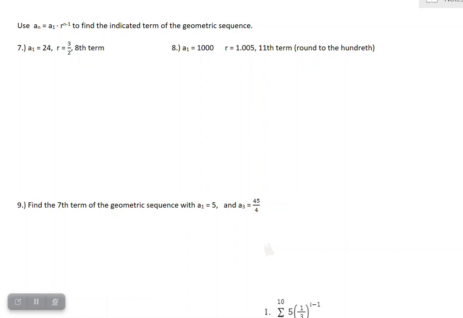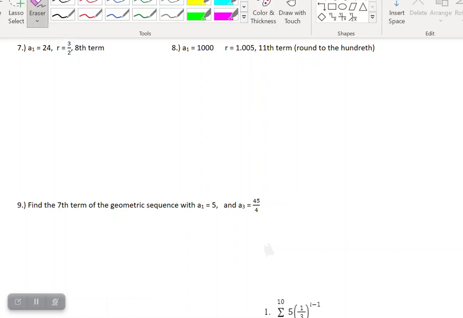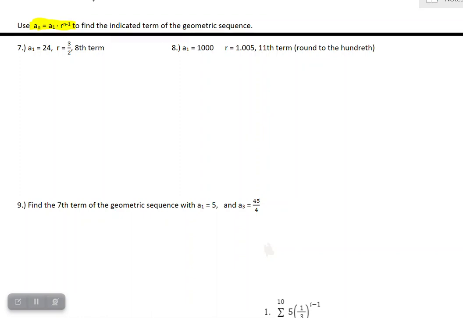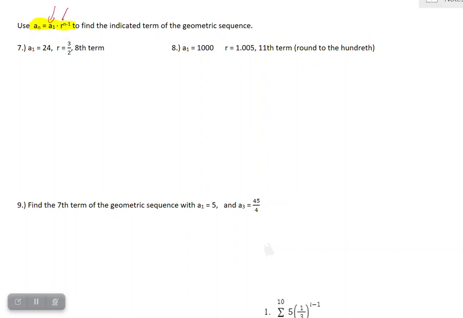7 and 8, they're asking us to find the given term that's asked of us based on the information given. So it tells us already we want to use this formula. So as long as we have the first term and the ratio, these should be pretty quick and easy as long as we plug them into our calculator.